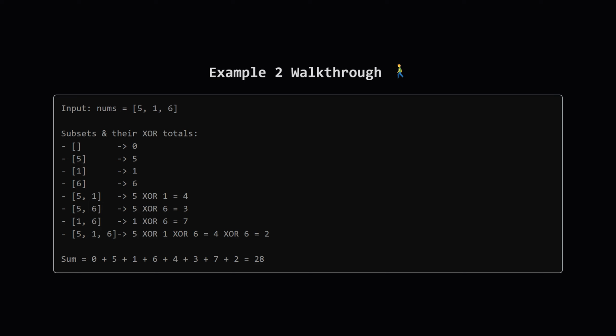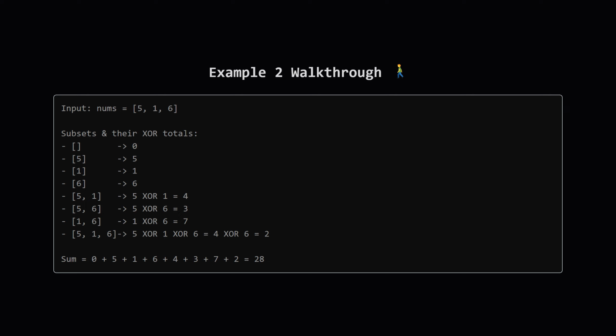Let's try a slightly bigger one. 5, 1, 6. Okay, how many subsets will there be? If there are 3 numbers, there are 2 to the power of 3, which is 8 subsets. You can see them listed here. The empty set, the single numbers, the pairs, and the full set. Let's quickly check a couple of XORs.